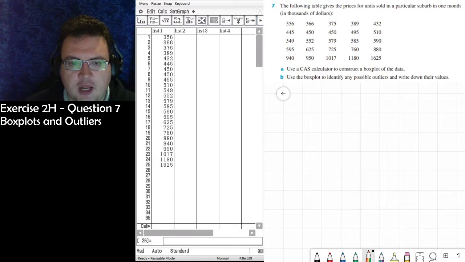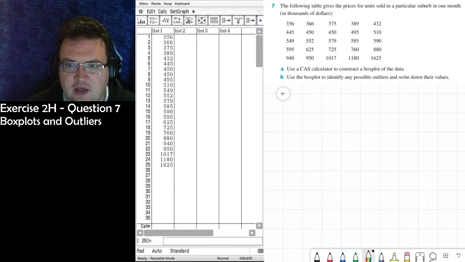Good morning, everybody. I've had a few people ask me about box plots in regards to the context in exercise 2H. What we're going to do is look at question 7 from the textbook, and we're going to explain some of the things as they go along.